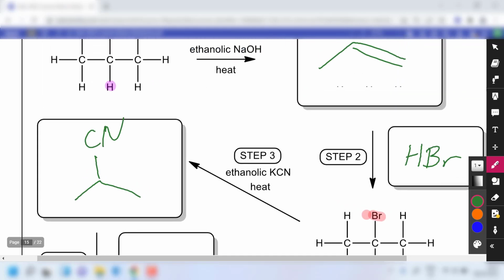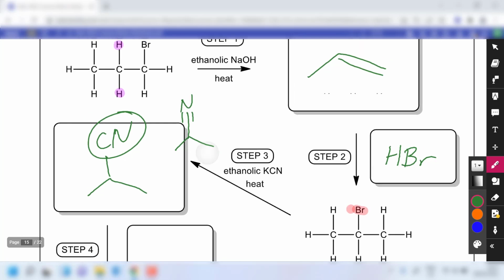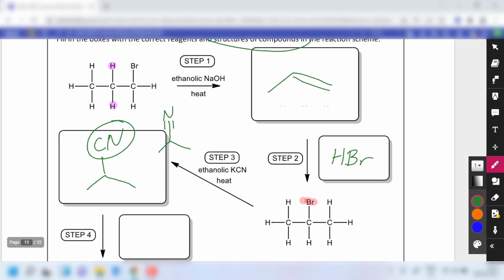Some students ask me, can I draw CN like this? This is not a problem if it doesn't confuse you. If it confuses you, then I think it's better to just draw CN as CN. Because if you draw it like this, imagine the two pi bonds at the side, if you draw it a little bit longer and it touches the carbon here, then something is very wrong. So I think it's better to just write out the CN.